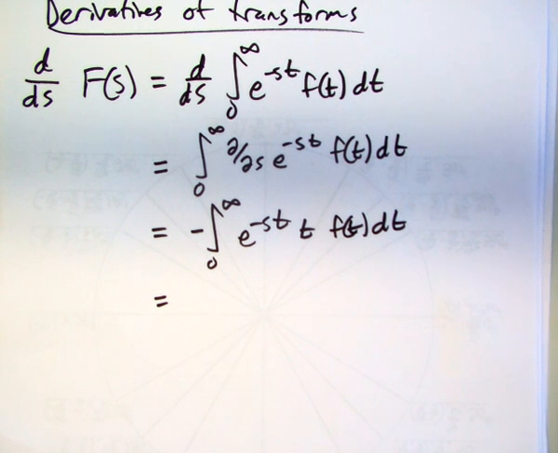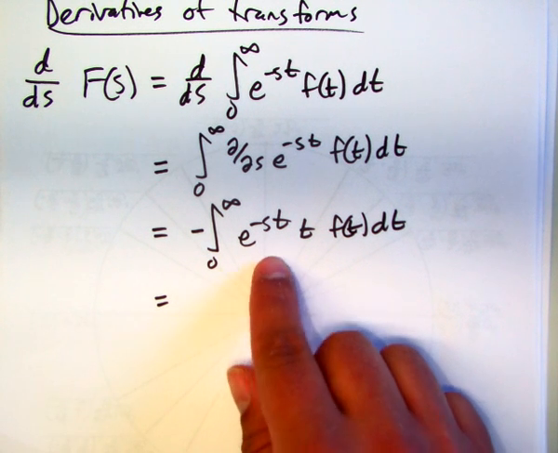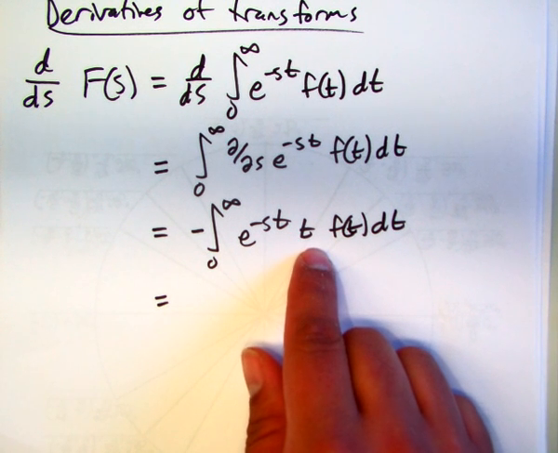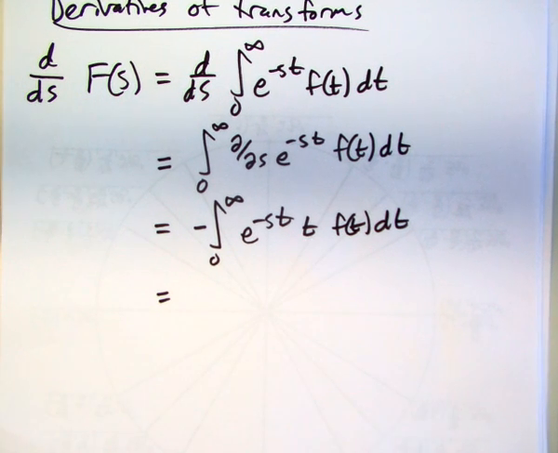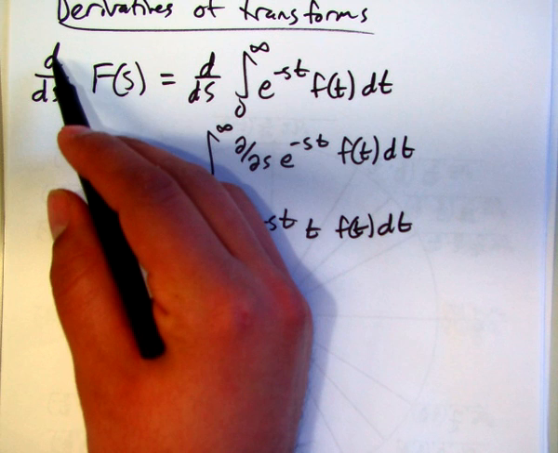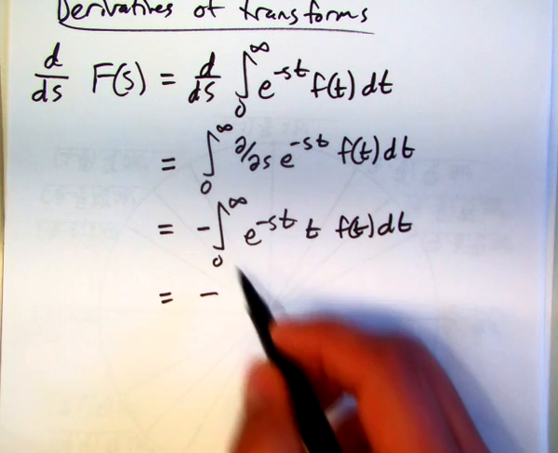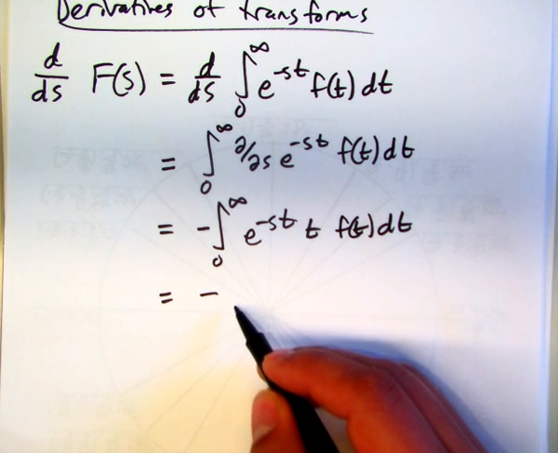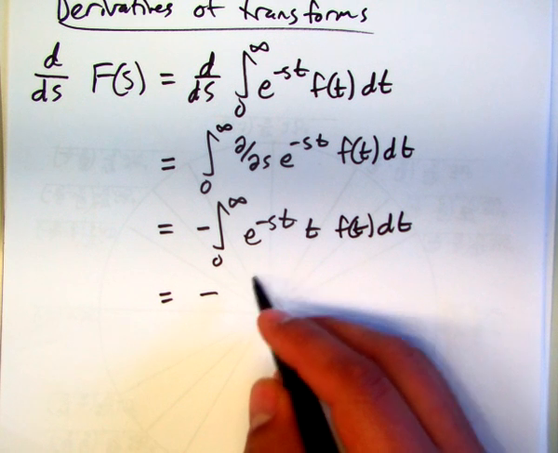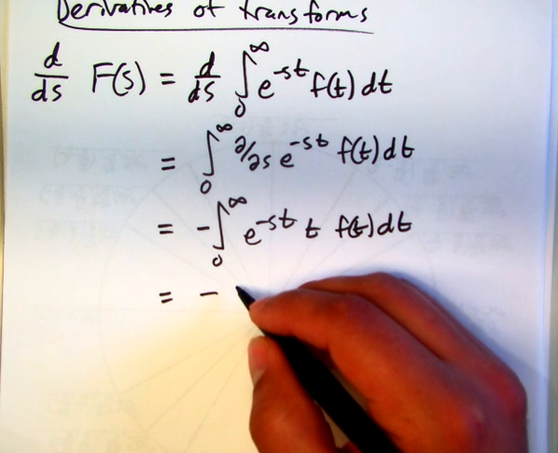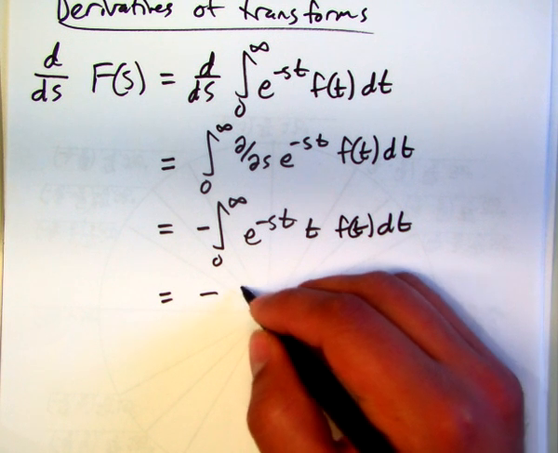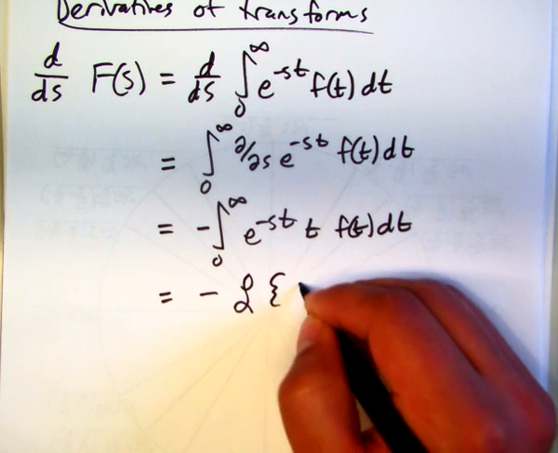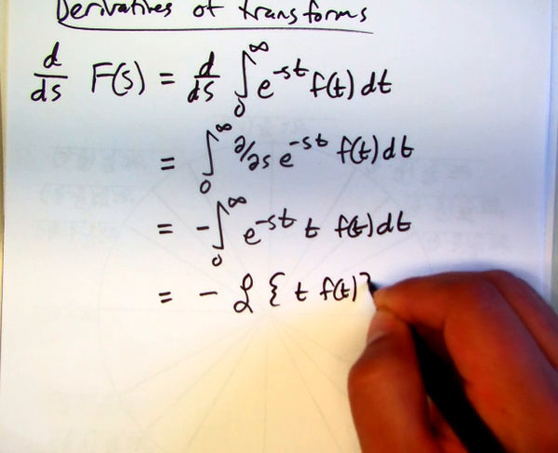Well, this pretty much looks like the definition of the Laplace transform itself, with the exception of the fact that it's negative and there's an extra t here, right? So then what we can do is write it as, whenever we want to take the derivative of a transform, it really would be the same thing as taking the opposite of the transform of t f of t. Sorry, no dt.